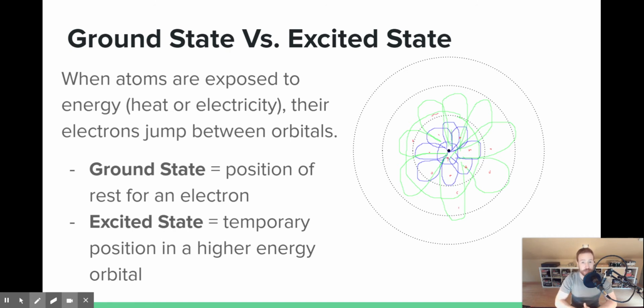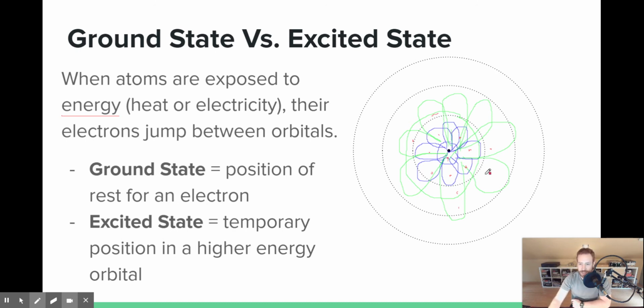That's called their ground state. You can think of it as the position of rest for an electron. If it's just hanging out in an atom, it's in its ground state. It's just chilling. But it is possible that when atoms are exposed to energy, usually in the form of heat or electricity, sometimes even laser light, when atoms are exposed to energy, their electrons move. They move specifically between orbitals.